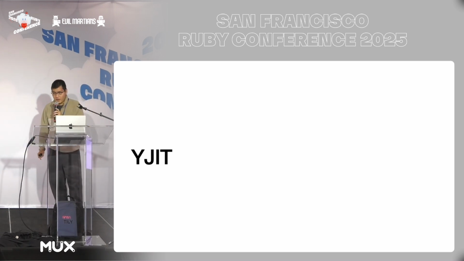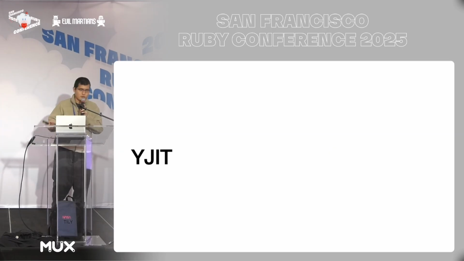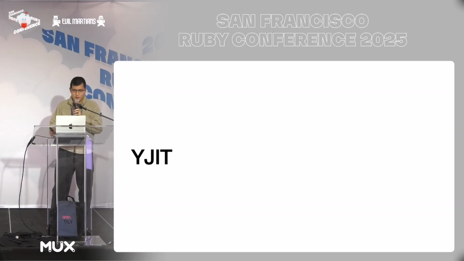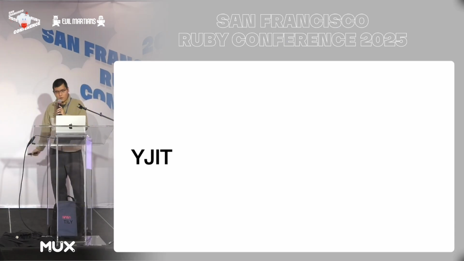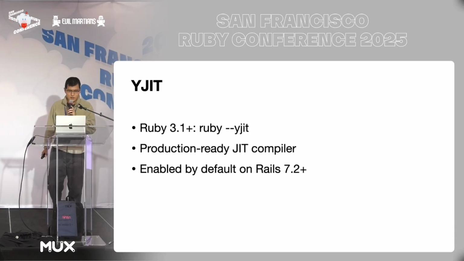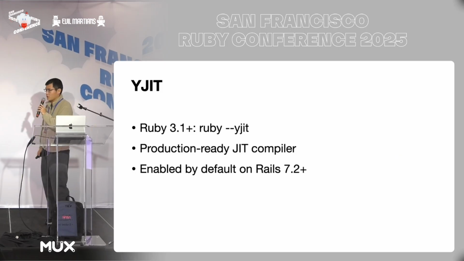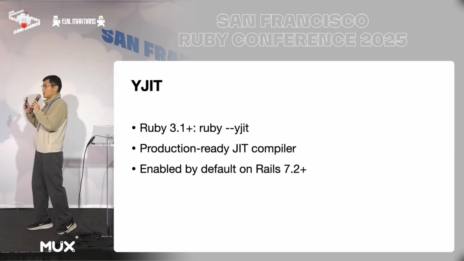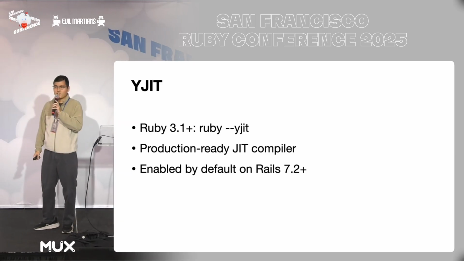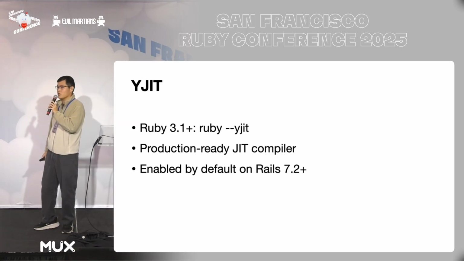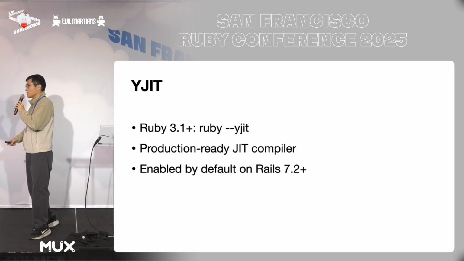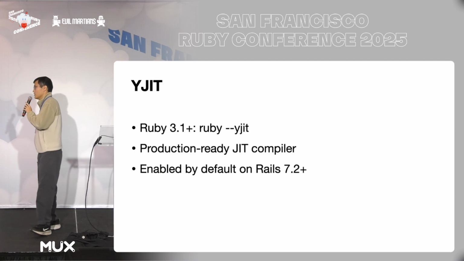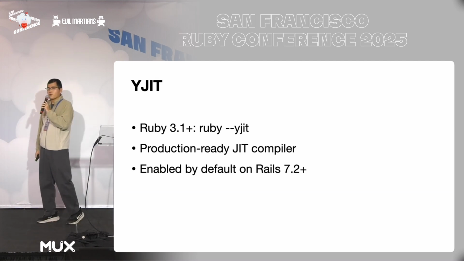And we have YJIT and ZJIT in the current Ruby master, so I'm going to talk about 2 of these today. The first one, YJIT, is the Ruby JIT that was merged in Ruby 3.1. You can use it by passing --yjit because by default it's not enabled. So if you need to run a script with YJIT, you need to use the --yjit option. It's a production-ready JIT compiler.